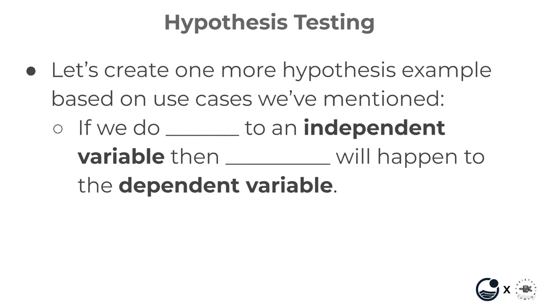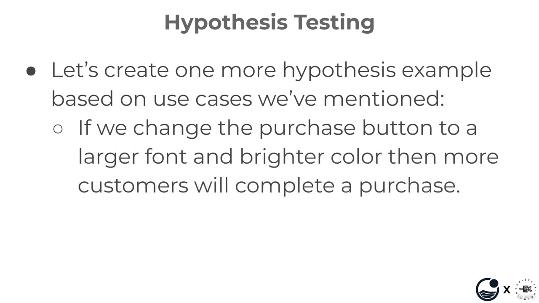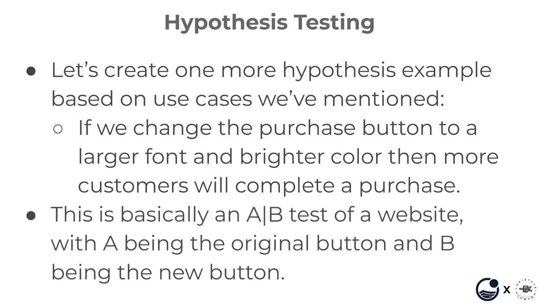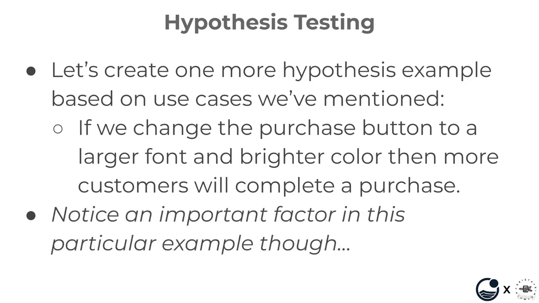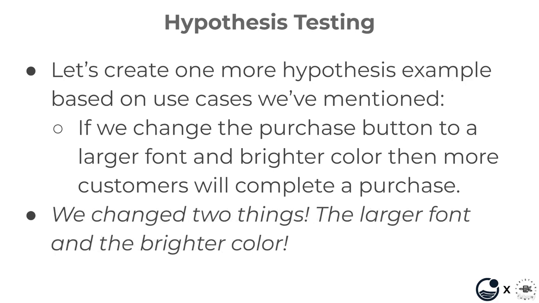So for example, if we think of another hypothesis, I could say something like, if we change the purchase button to a larger font and brighter color, then more customers will complete a purchase. Now you should notice this hypothesis is a little different than the ones we previously saw. This is basically an A/B test of a website, with A being the original button and B being the new button with a larger font and brighter color. However, this particular example has an important factor. You may have noticed that we're actually changing two independent variables at the same time. I'm changing both larger font and brighter color.